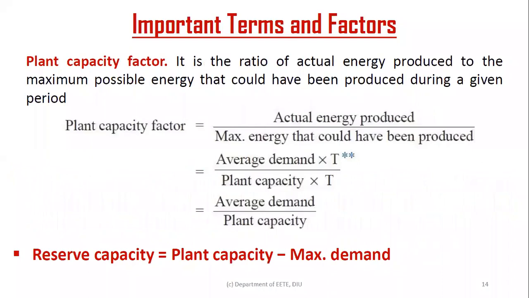Then the plant capacity factor. The plant capacity factor is basically the average demand divided by the plant capacity. And we also discussed the reserve capacity. The reserve capacity is equal to the plant capacity minus the maximum demand.